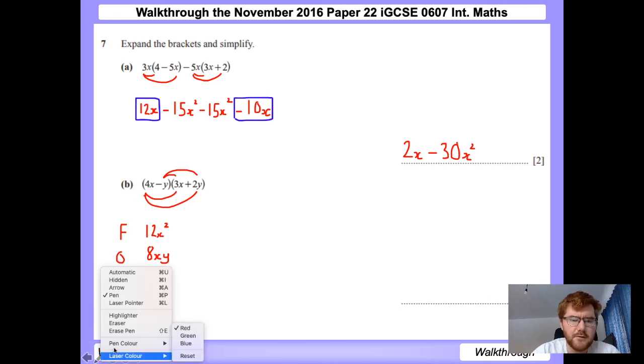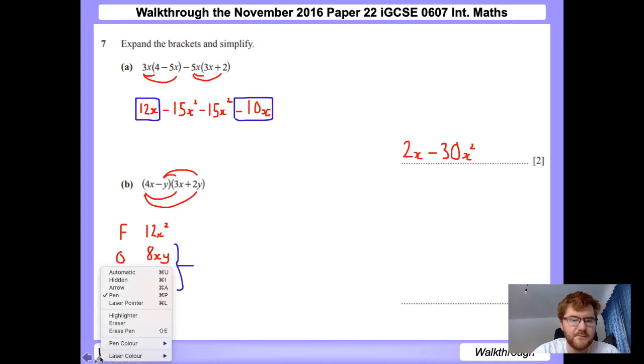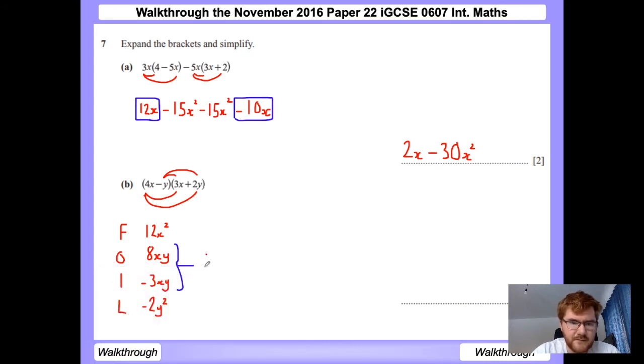We can now put the middle terms together. So notice they're both in terms of xy. So we can collect those together. So 8xy minus 3xy is equal to 5xy.